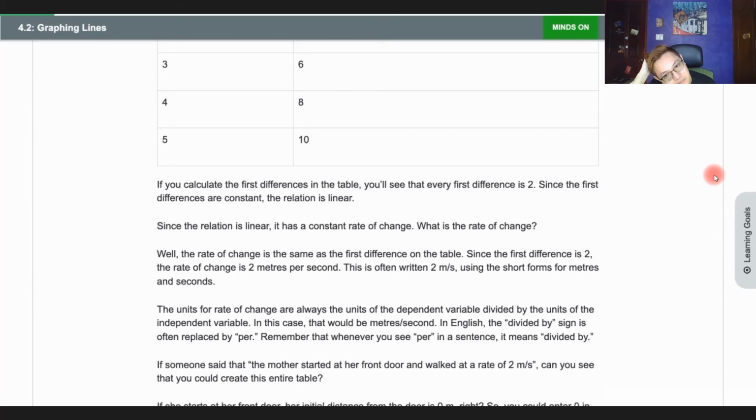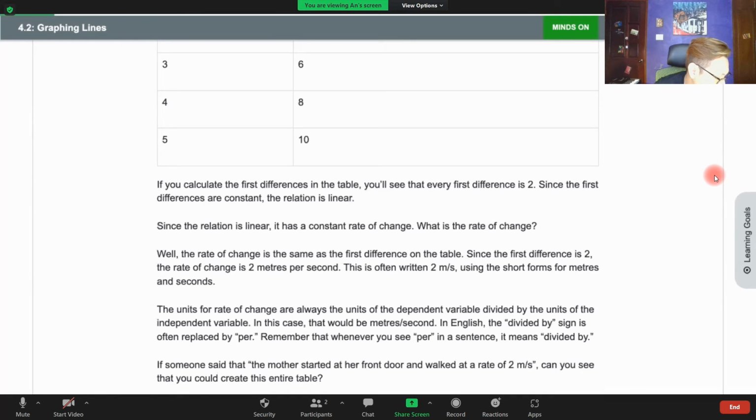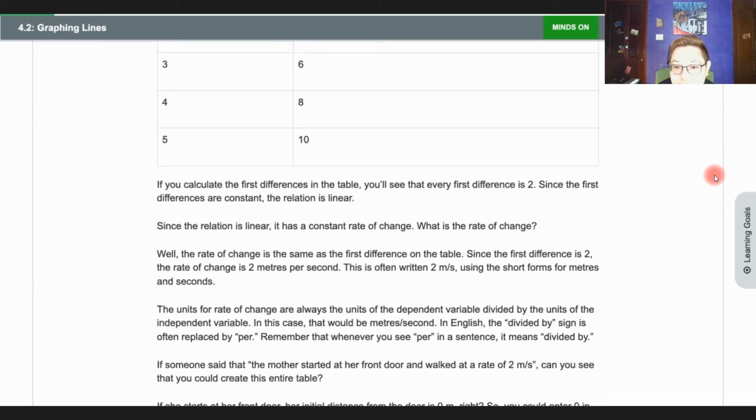What is the rate of change? Well, the rate of change is the same as the first difference in the table. Since the first difference is 2, the rate of change is 2 meters per second. This is often written as 2 meters/second, using the short form.